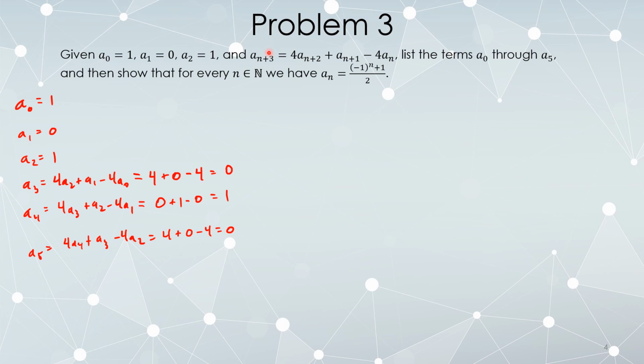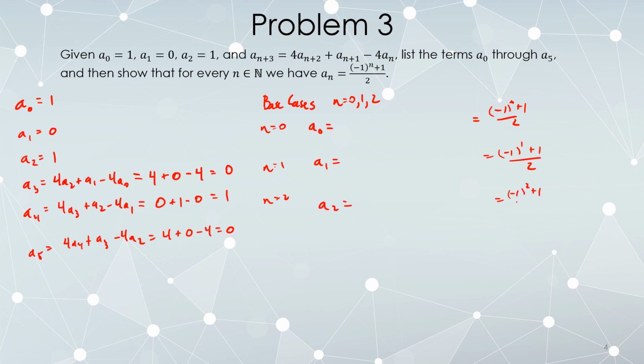Since our recursive formula, as it did in the previous problem, looks at 3 prior terms, let's go ahead and do our base cases of the first 3 natural numbers, which are 0, 1, and 2. Well, for n equals 0, n equals 1, n equals 2. Hopefully, a sub 0 is equal to -1 to the 0 plus 1 over 2. Hopefully, a sub 1 is equal to -1 to the first power plus 1 over 2, and hopefully a sub 2 is equal to -1 squared plus 1 over 2.